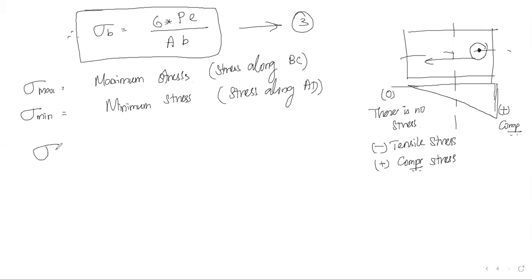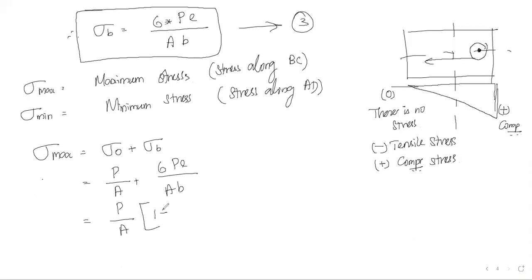So that sigma max becomes direct stress plus bending stress. So direct stress is equal to P by A plus sigma b becomes 6 into P into e divided by A into b. Whereas P by A is common. So P by A into 1 plus 6e by b. So this is the formula for maximum stress.